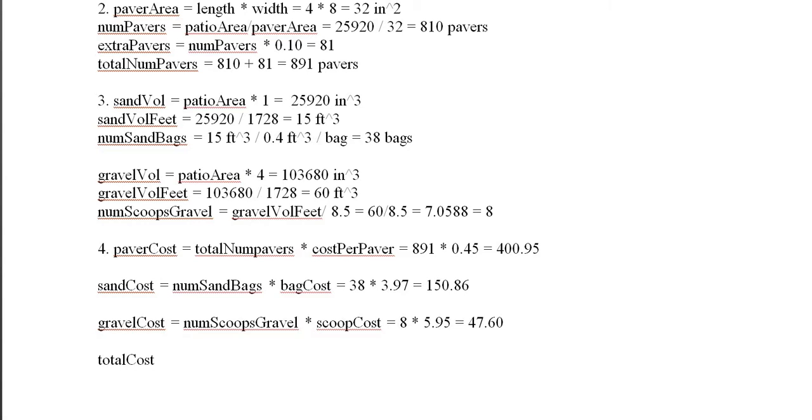Total cost then is going to be $400.95 plus 150.86 plus 47.60 for a grand total of $599.41. Not bad for a big patio, 12 by 15.